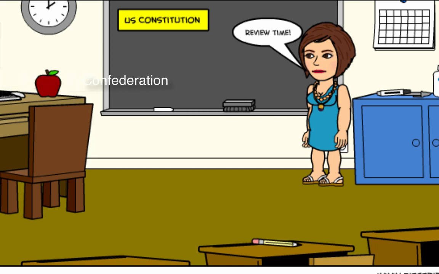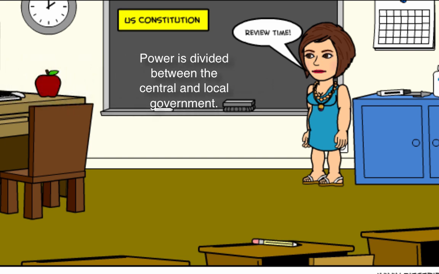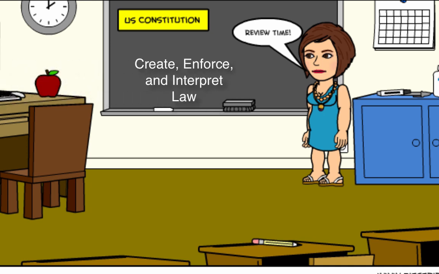The Articles of Confederation allowed the states to have almost all the power over the national government. The framers of the Constitution created a new form of government with the writing of the Constitution. Our nation uses a federal form of government. This means that power is divided between the central government and local governments. Both forms of government work simultaneously to create, enforce, and interpret laws. The framers wanted to strike a balance between the two different levels of government.